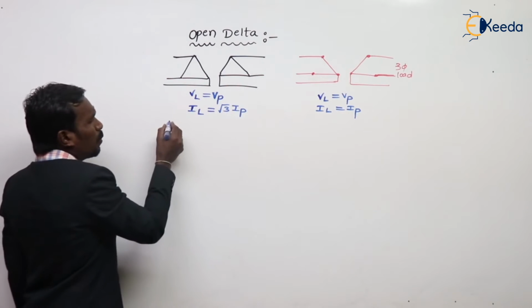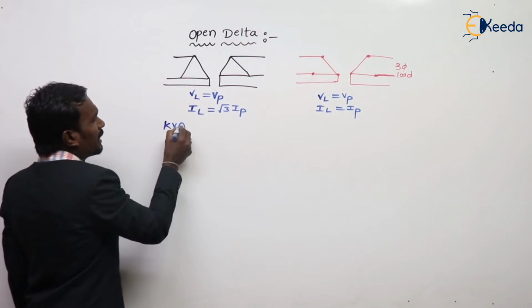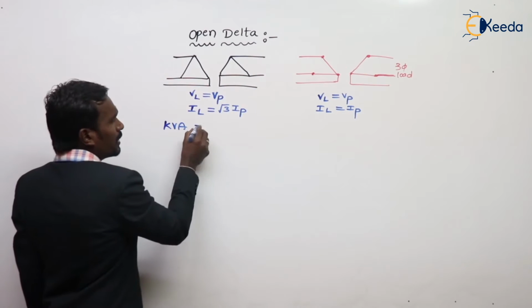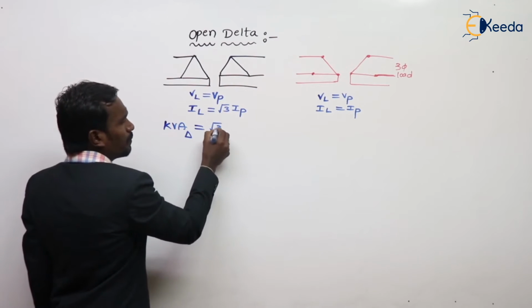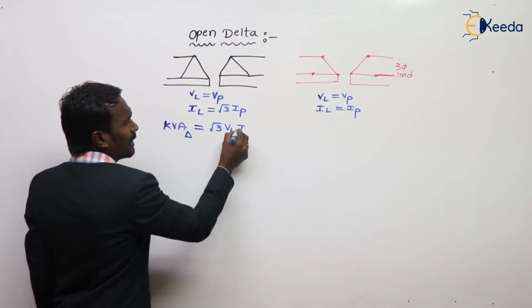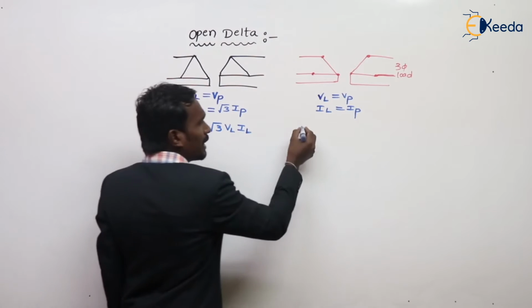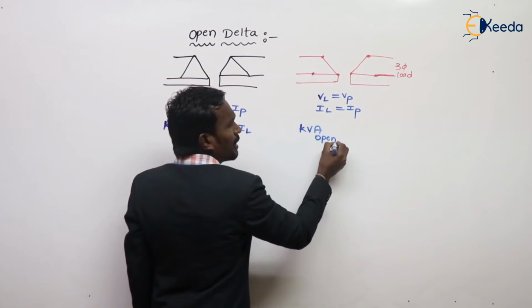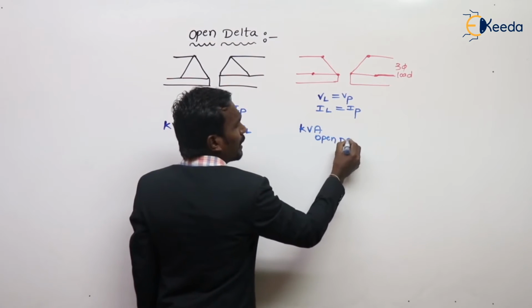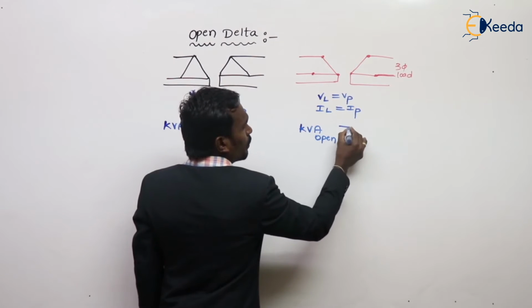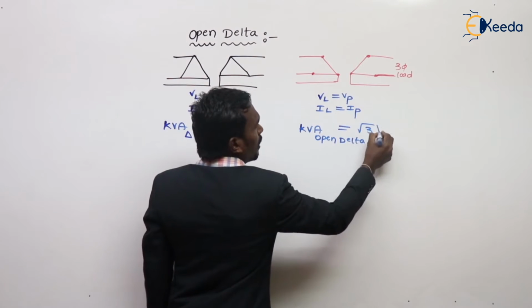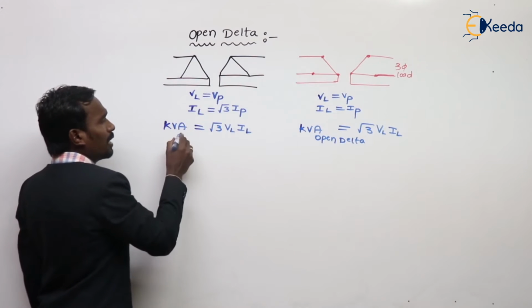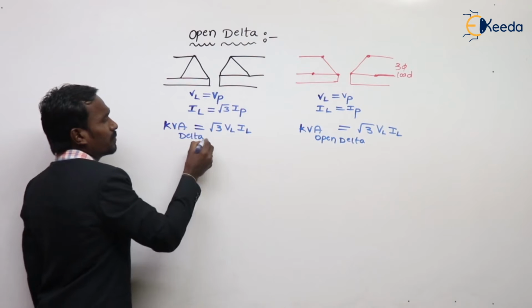For example, what is the kVA rating of delta? In general, kVA rating is nothing but root 3 VL IL. And here also, the kVA rating of open delta is equal to root 3 times VL IL, as a general thing.